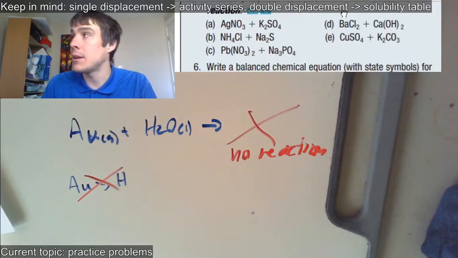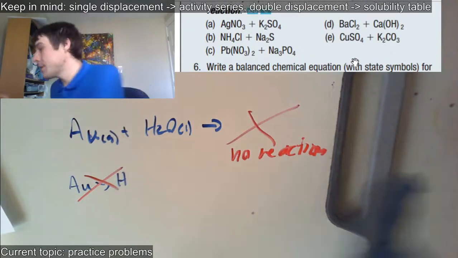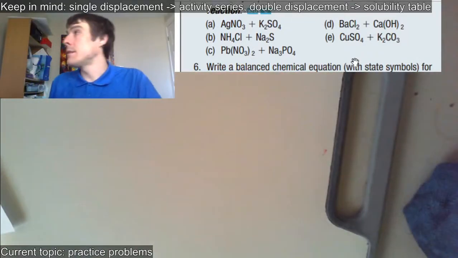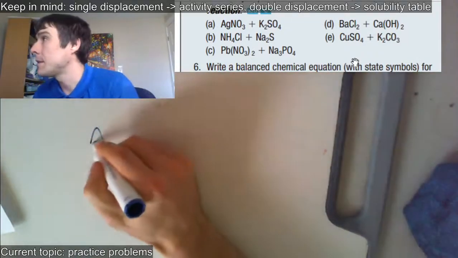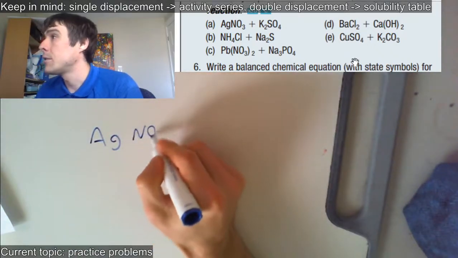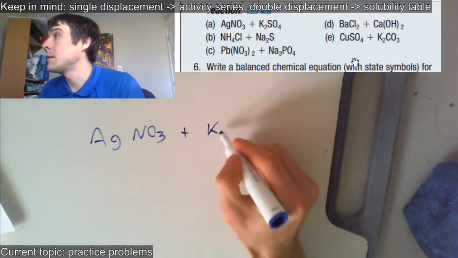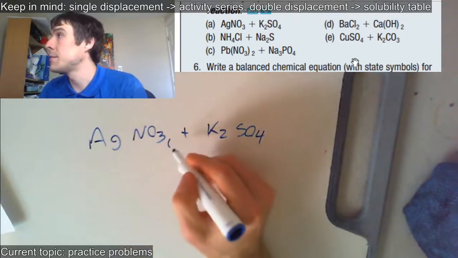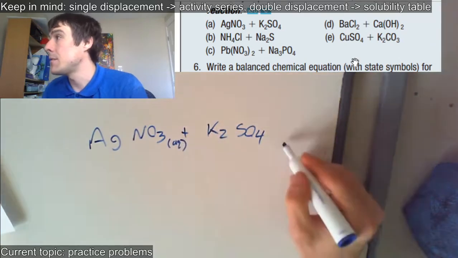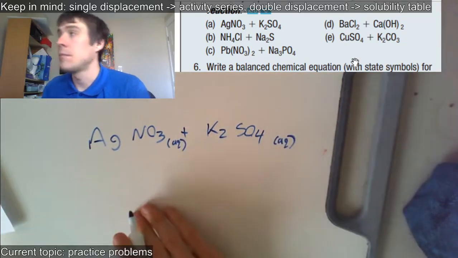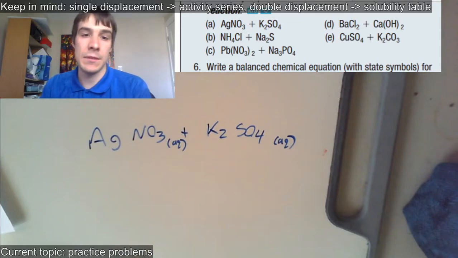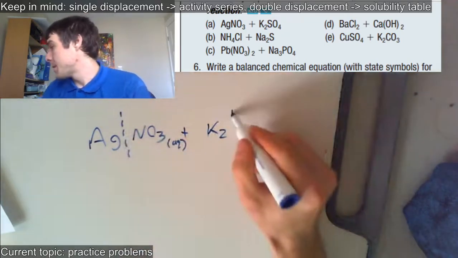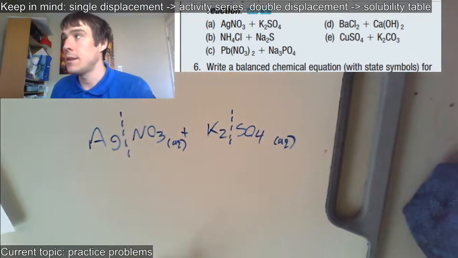So here's our 5 things that we're going to predict. We're going to go through them bit by bit. So let's look at silver nitrate plus potassium sulfate. Right, first things first, this is going to be a double displacement. They'll start aqueous because they're going to be soluble. I'm going to split them up into their ions: silver and nitrate and potassium and sulfate.